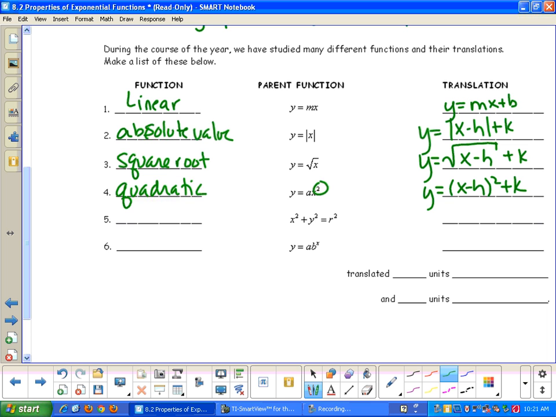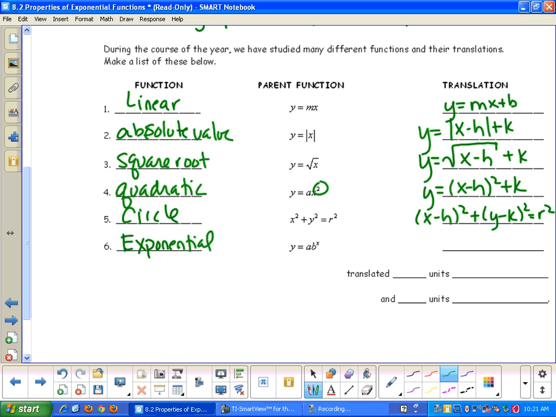Then the next one, this right here, x and y are being squared and equals r squared. This is an equation of a circle. And for the circle, our translation was x minus h squared plus y minus k squared equals r squared. And the last one is the new stuff that we've been doing, which are exponential functions. And so for this one, if you think about all the other problems we did, notice that the h is always attached to x and the y value is always going with the k.